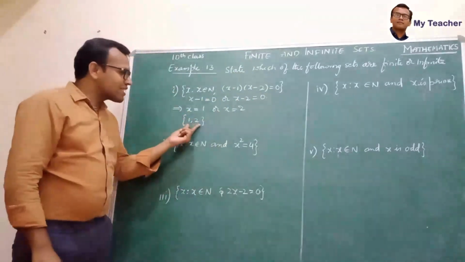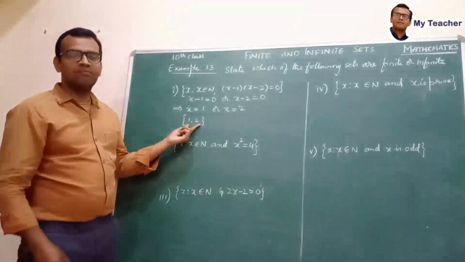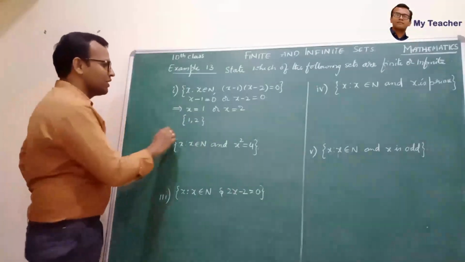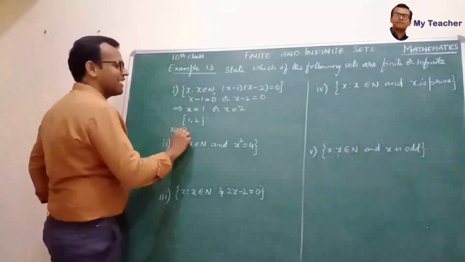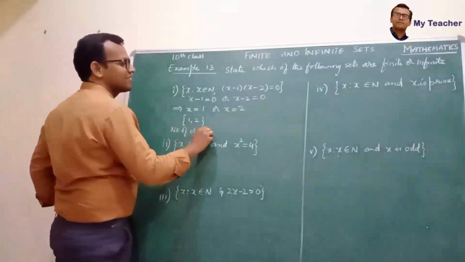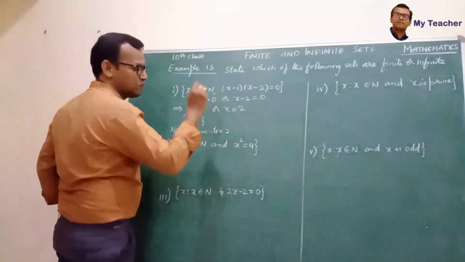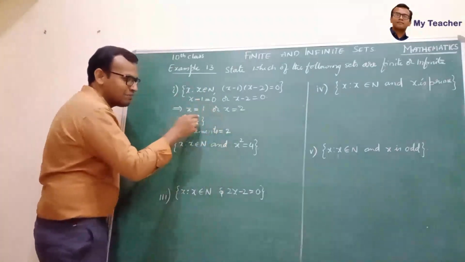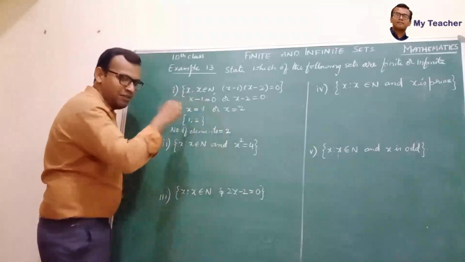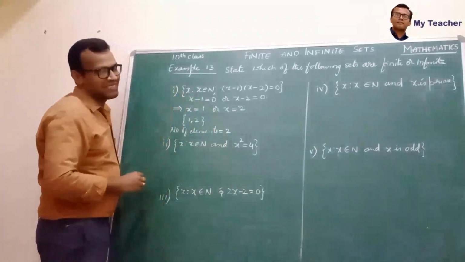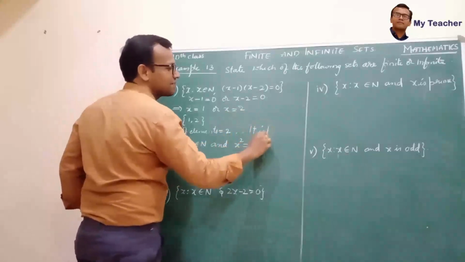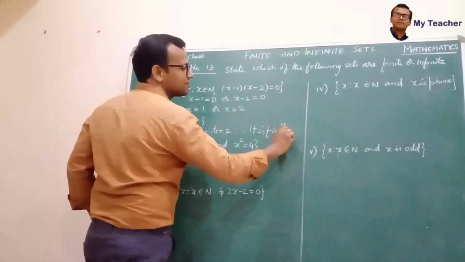How many elements are there in this set? Yes, there are 2 elements present in this set. So the number of elements is equal to 2. Since we are able to express the number of elements in a whole number, it is a finite set.